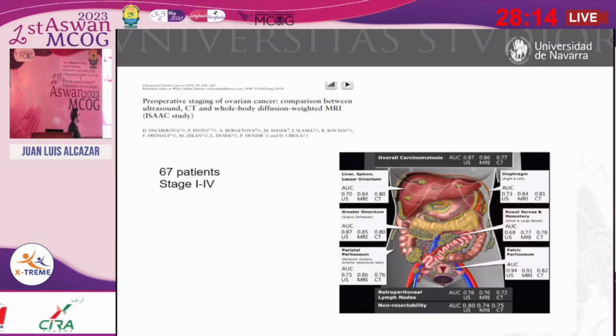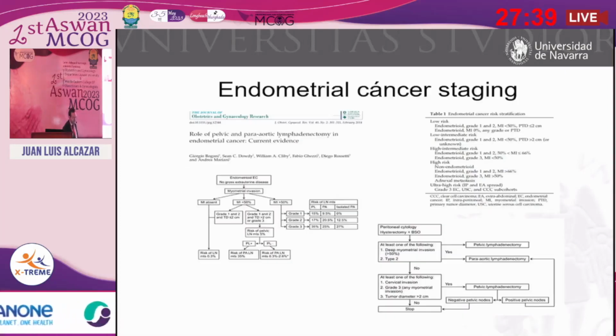And this has been confirmed in a smaller series by Fischerova, a very recent paper, but only 67 patients, comparing the performance, area under the curve for sensitivity and specificity, of ultrasound, CT scan, and MRI also. She compared three techniques. In all these areas, she didn't find any statistically significant difference. So clearly, when you are trained in abdominal ultrasound and abdominal scanning, you can reach similar results to CT scan or even MRI.